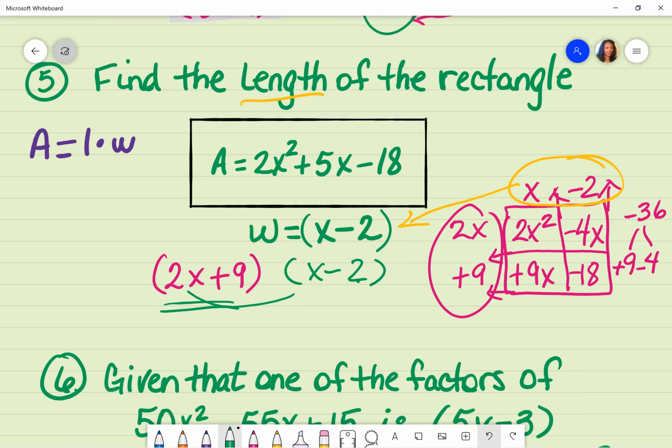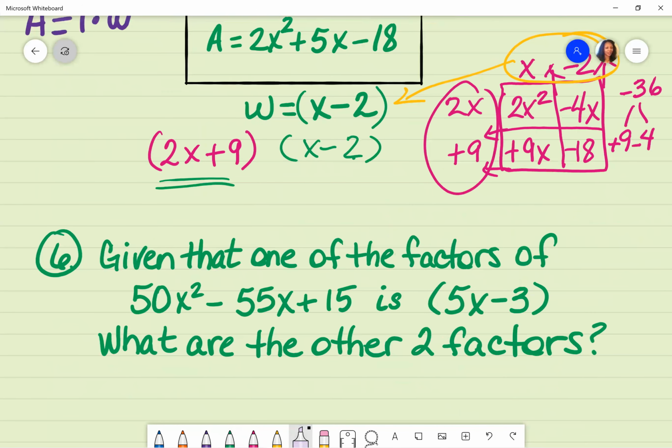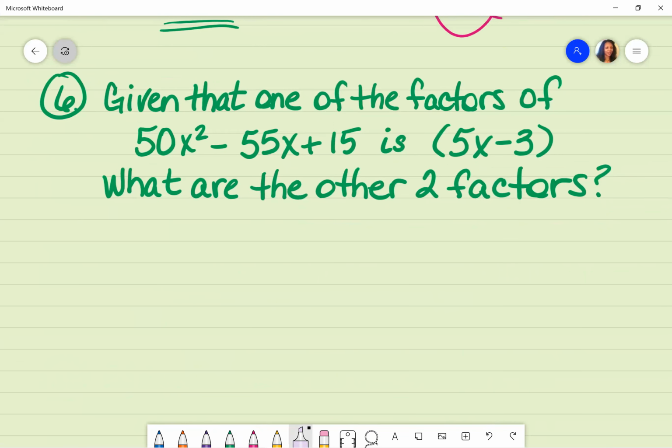And then the last example. So let me highlight my final answer. This is my final answer. They were just asking for the length. Given that one of the factors of 50x squared minus 55x plus 15 is this, so you're already given one of the factors, what are the other 2 factors? Let's go ahead and write this out here: 50x squared minus 55x plus 15.